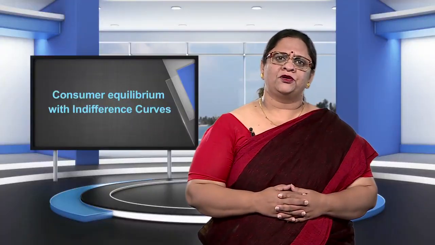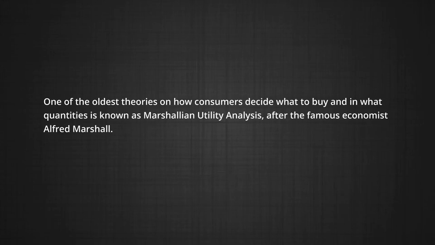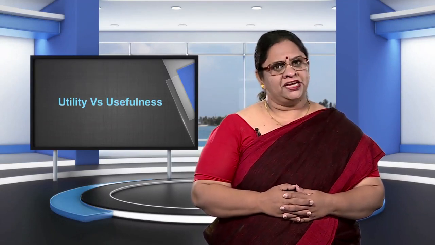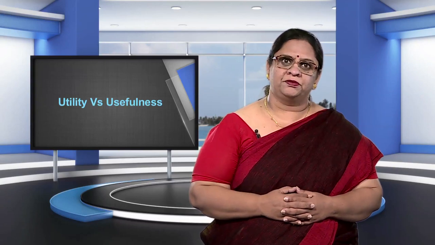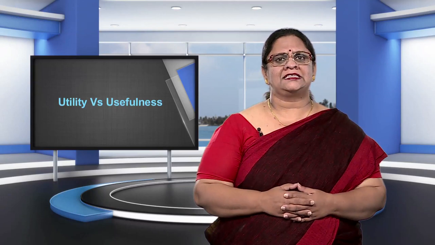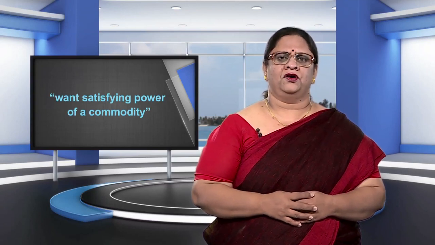Many theories have been offered to explain this. One of the oldest theories on how consumers decide what to buy and in what quantities is called the Marshallian utility analysis, after the famous economist Alfred Marshall. We must understand that utility is different from usefulness. Marshallian utility analysis assumes that a consumer wants to get the maximum possible satisfaction from consuming various commodities that they can buy. We start with the notion that each commodity has some utility. We can define utility as the want-satisfying power of a commodity.